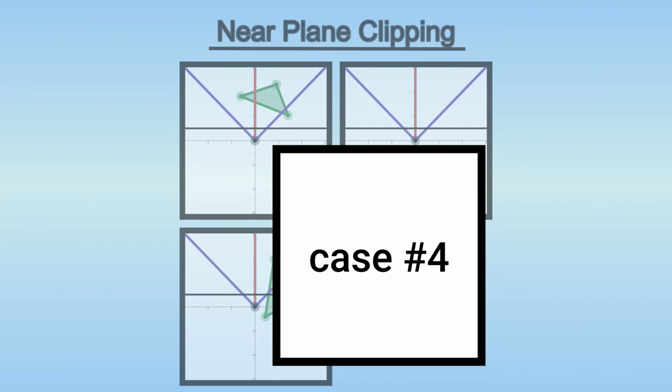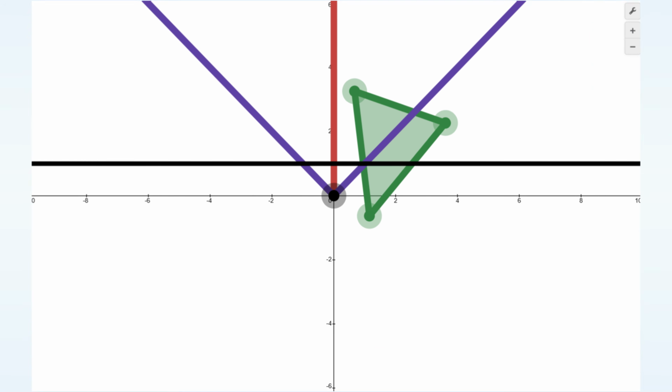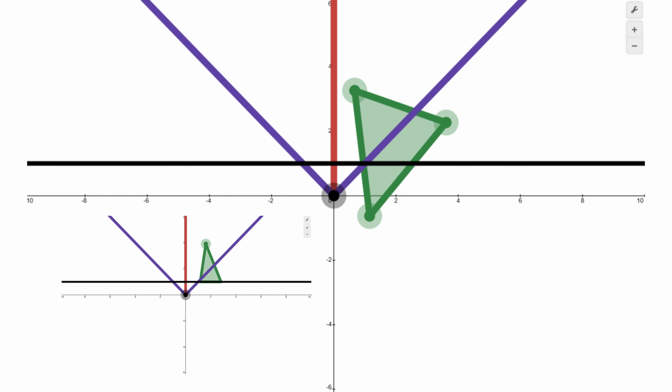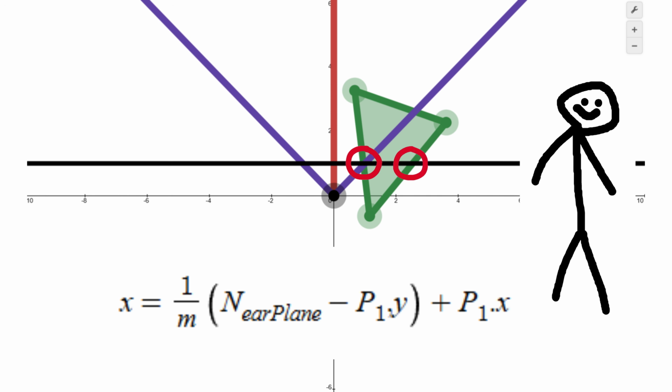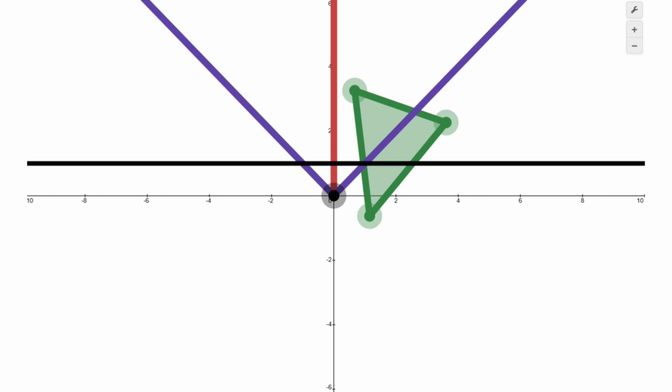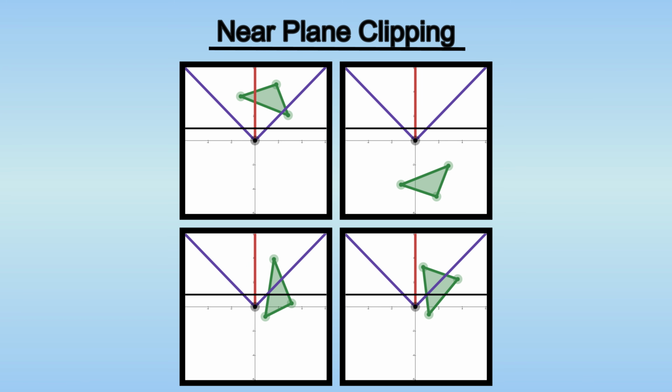In the 4th case, 1 point is behind the camera and 2 points are in front. This case is slightly different, since instead of outputting a triangle, we have a quadrilateral that we need to output. We could find these 2 points using the same method as before, but this time, we'll split this quadrilateral into 2 separate triangles, and both move on to being rendered. And that's all 4 cases covered.